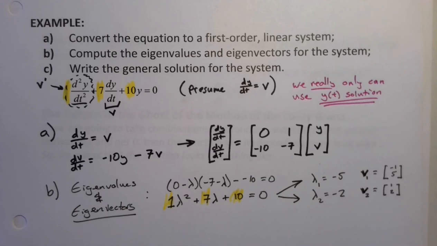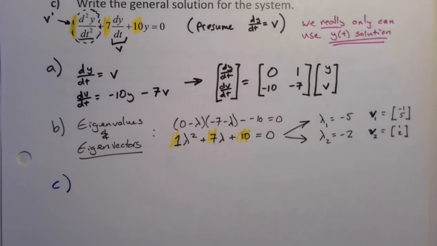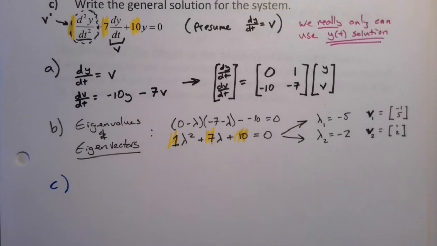Either way, you're going to figure it out. So we have our eigenvectors and our eigenvalues, which means that I can do part C, which is all about writing the general solution for the system. So let me scoot this up a little bit further.